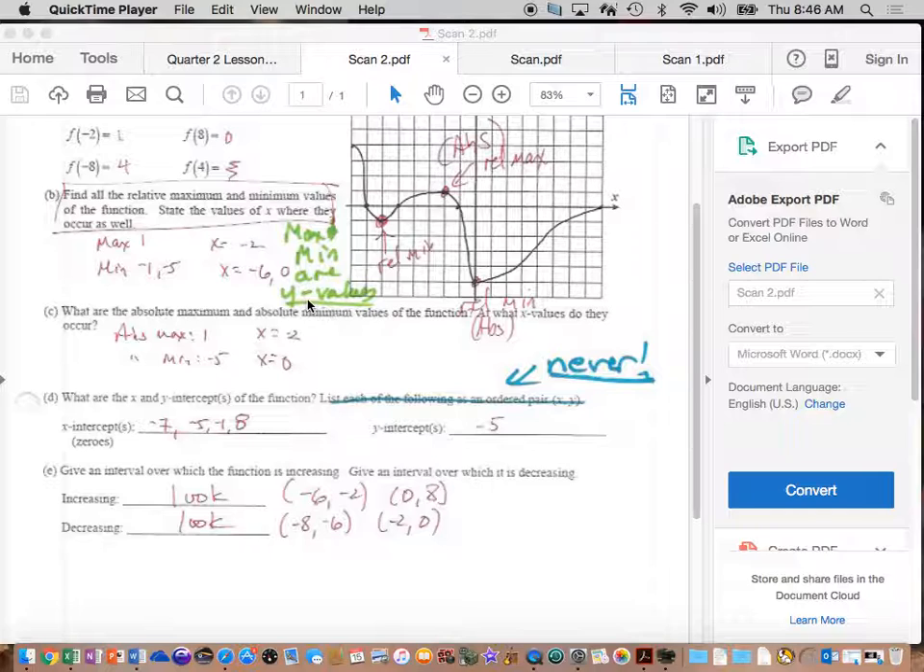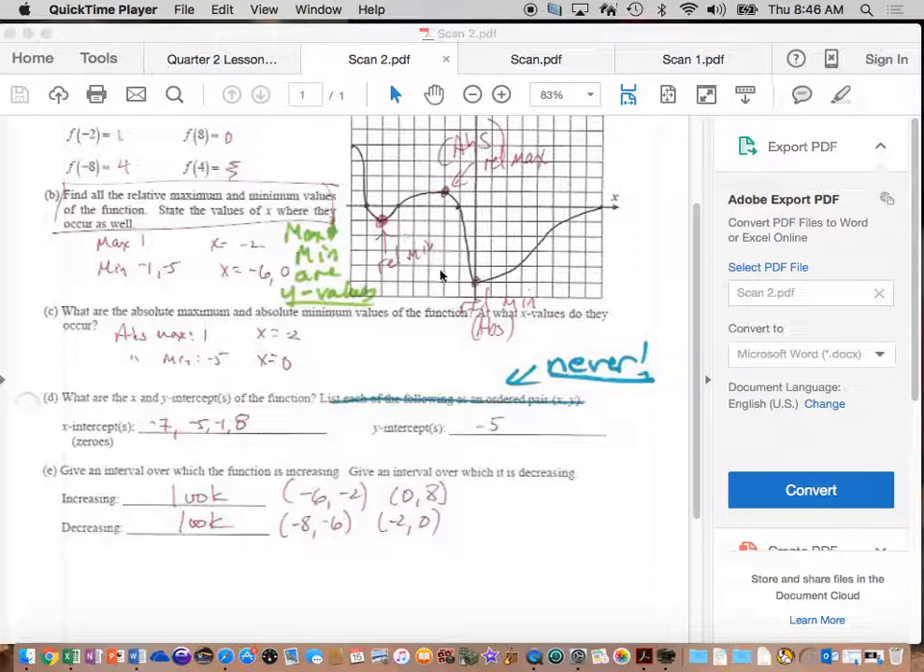It is the output. If this was a ball that was bouncing, would I say the absolute maximum was -1? Does that accurately represent the height? No. So when it comes to a maximum or a minimum, it's only the y value at that point that you want to put down. So the relative and absolute max is 1.